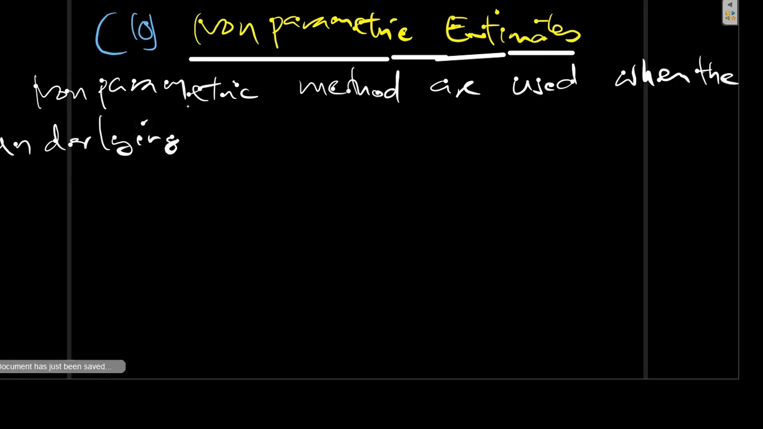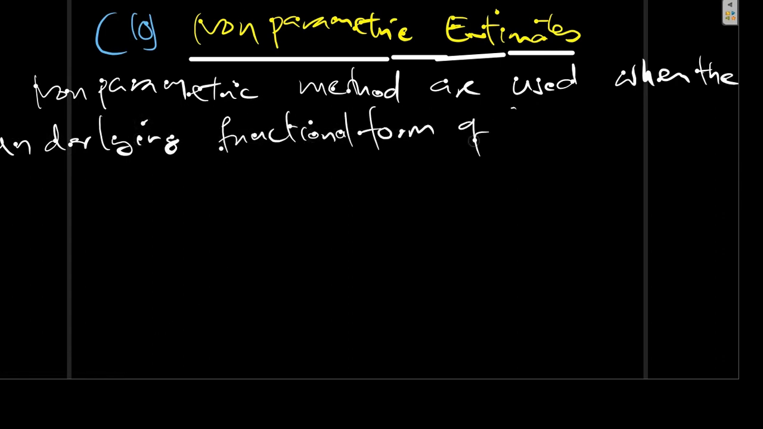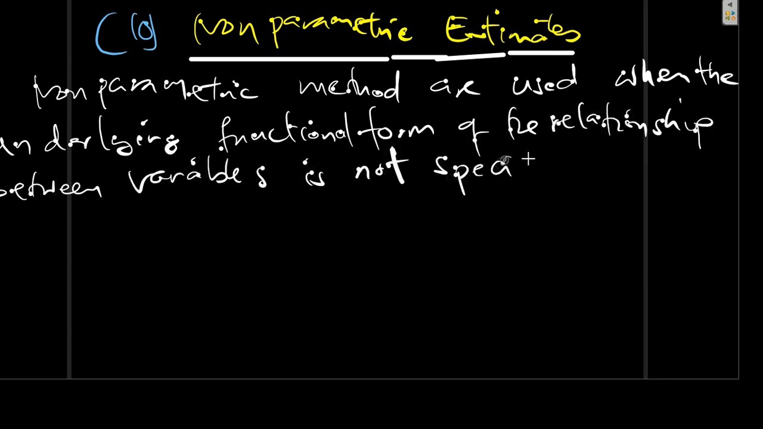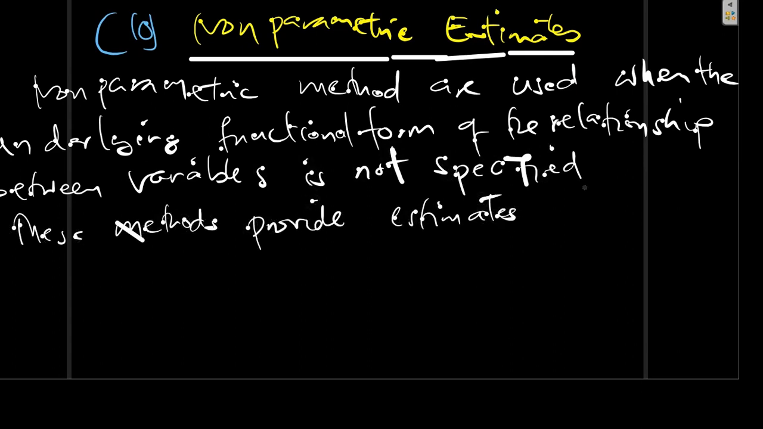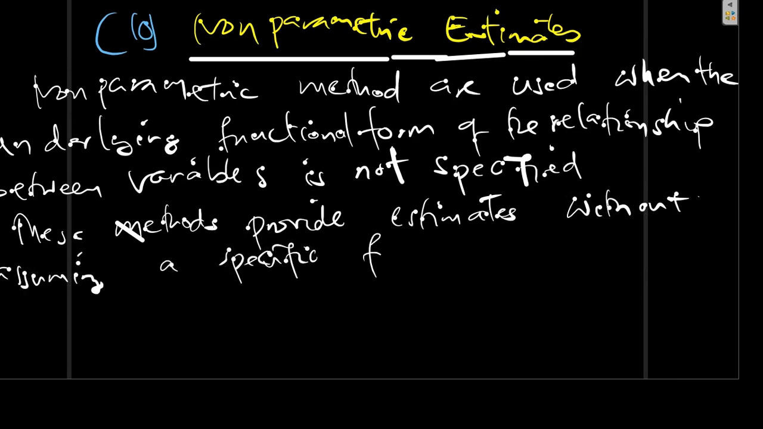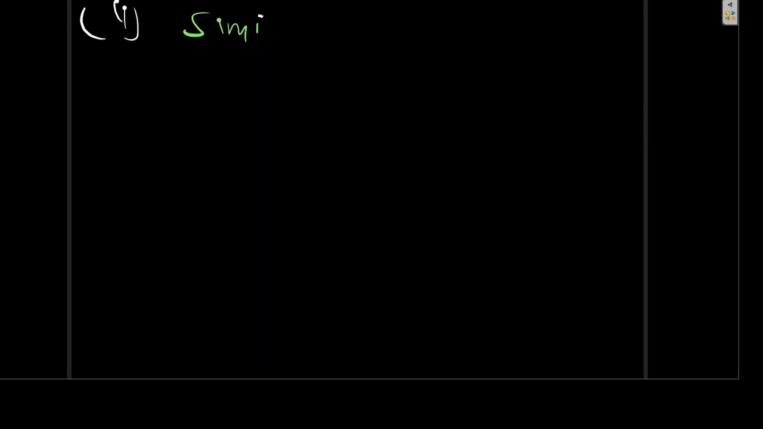Also, we have the non-parametric estimates. This is another kind of estimate. Non-parametric estimates are used when the underlying functional form of the relationship between variables is not specified. If not, it is applied when the functional form of the linear regression model or the functional form of the relationship is not identified. So this method provides estimates without assuming a specific functional relationship.